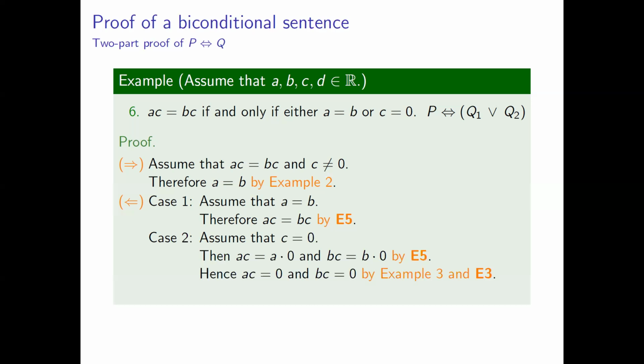By example 3, A times 0 equals 0 and B times 0 equals 0. So, by the transitive property of equality, A times C equals 0 and B times C equals 0. Again, by the transitive property of equality, we get A times C equals B times C. This completes the proof of the claim.